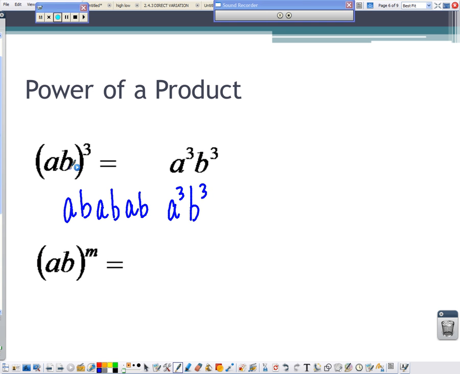So a rule that we might use is what you're technically going to do is you're going to take this m to the third and you're going to distribute it and put both of them to that power. So it'd be a to the m, b to the m. Okay?